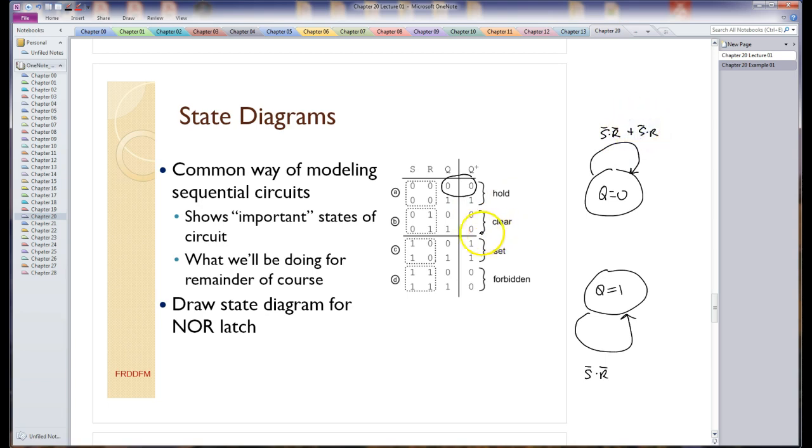Okay, and here is a 1 to 0 transition. 1 to 0. The conditions are S equals 0, R equals 1. Here's a 0 to 1 transition. The conditions are S, R bar. Here's a 1 to 1 transition. This is S, R bar.